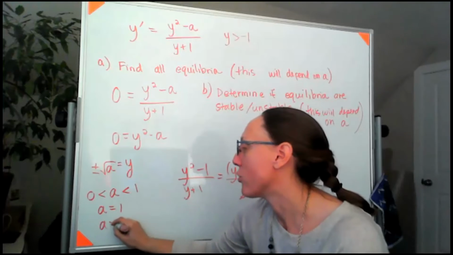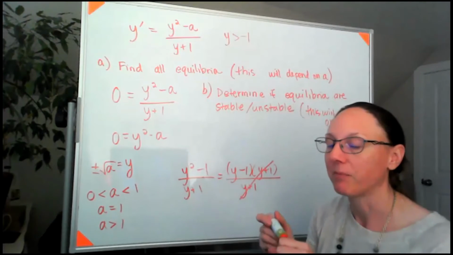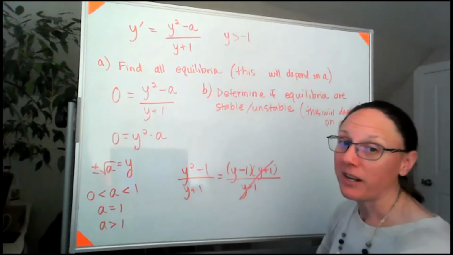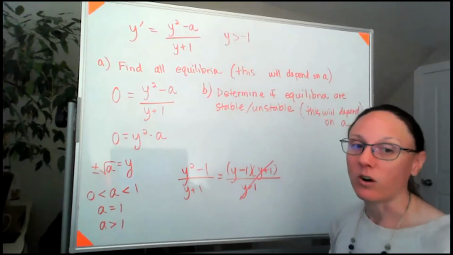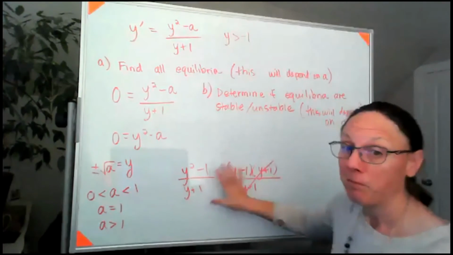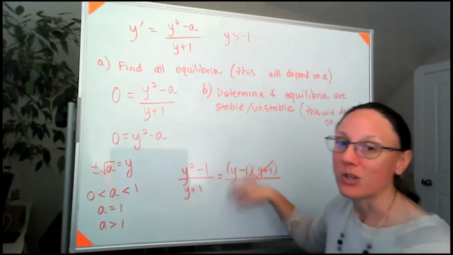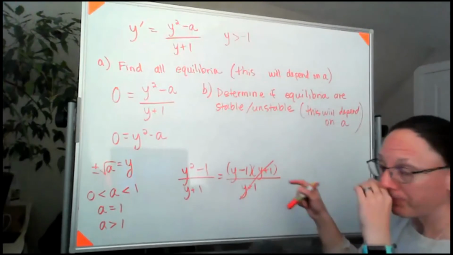And then when a is greater than 1, we have something happening in terms of the stability. So if we're determining whether these equilibria are stable or unstable, we're going to have to consider all three of these cases. I already wrote this out for the a equals 1 case. So let's just finish that off.